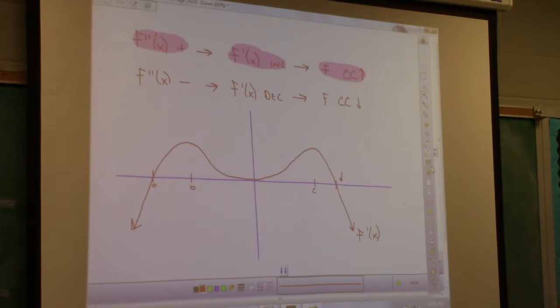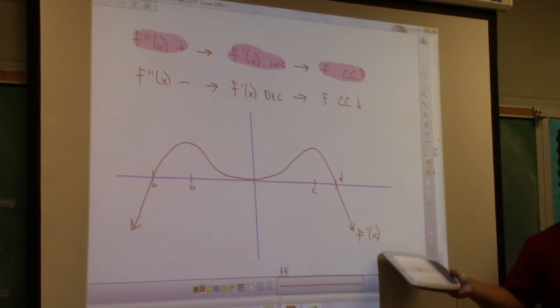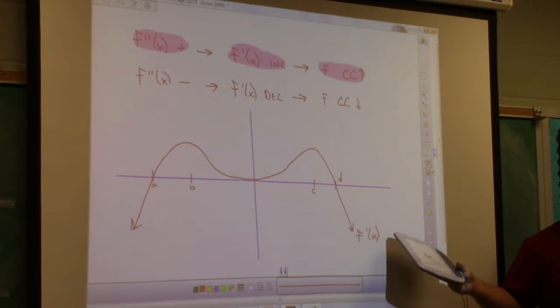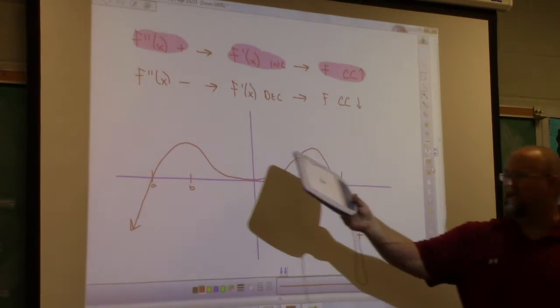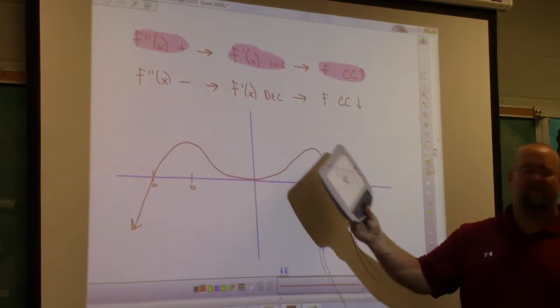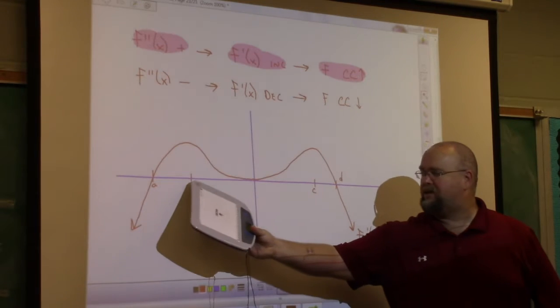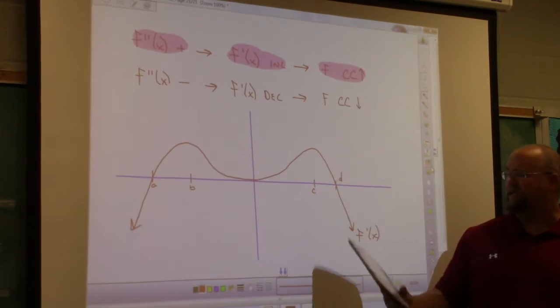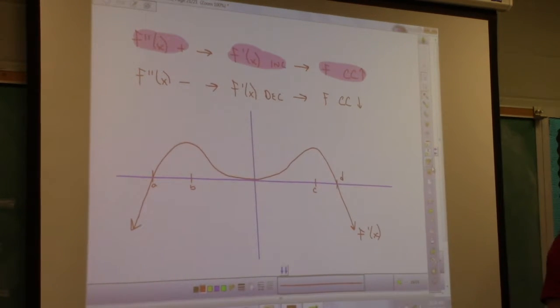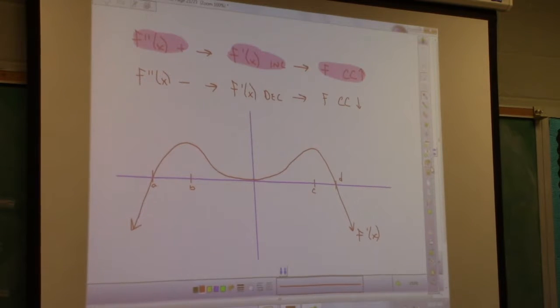I always try to get my students to remember this because these questions are going to be asked a bunch of different ways. If I give you f prime and you want to find where your points of inflection are, they're going to be at the relative extrema on the graph of f prime. At those x coordinates, b, 0, and c, we're going to have points of inflection. So it's very important that we make this connection.